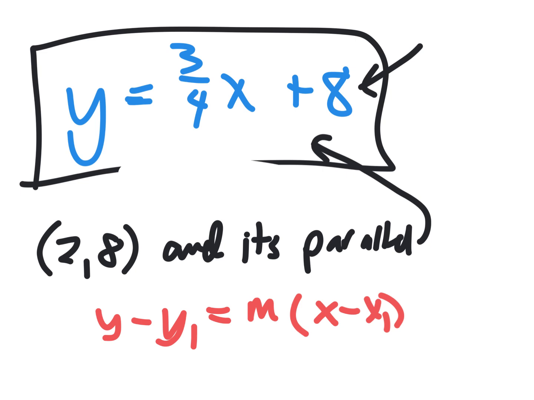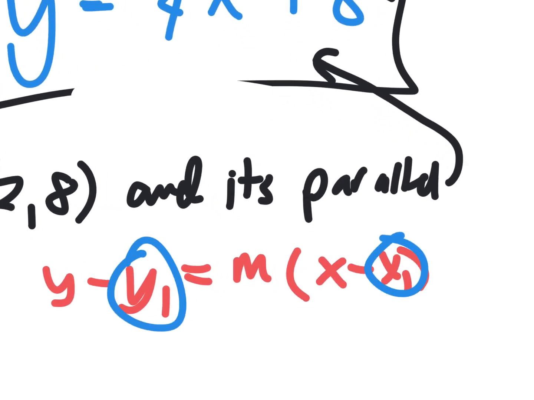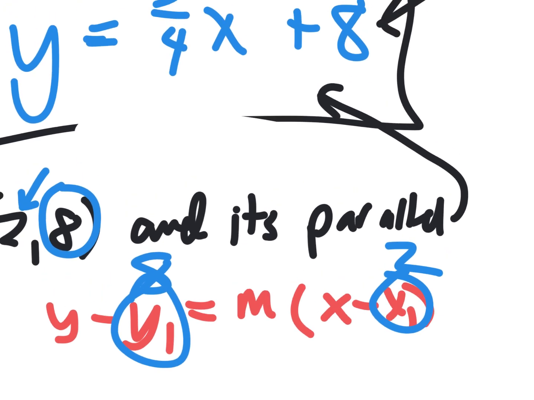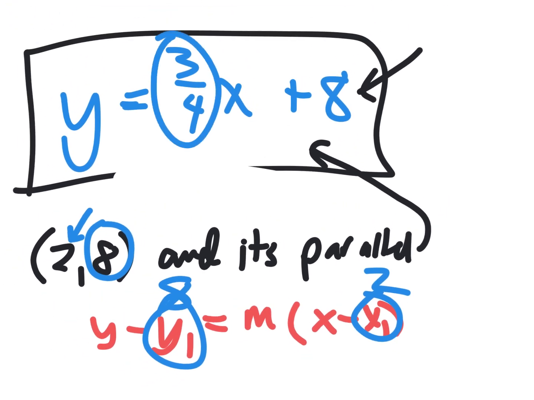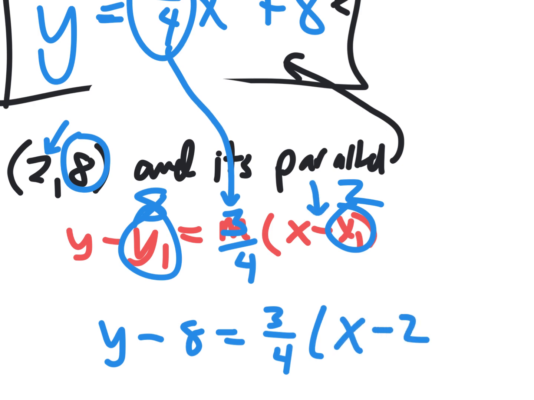All right. Here's what you should have been thinking. This is where the point goes. And the point was 2 for x. Oh, that goes down here. 8 for y. That goes here. And it's parallel, so the slope must be the same as that. So 3/4 goes there. And then if you clean it up, you have y minus 8 equals 3/4 times (x minus 2). That is in point slope form.